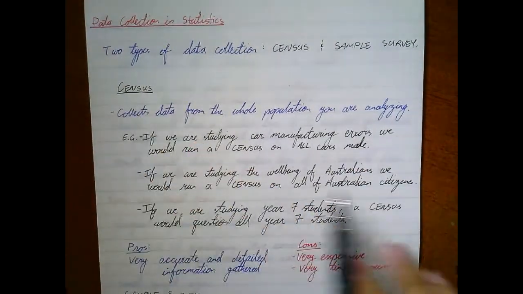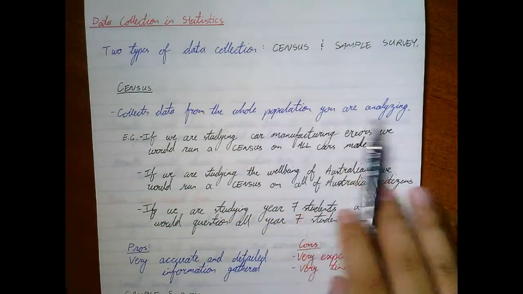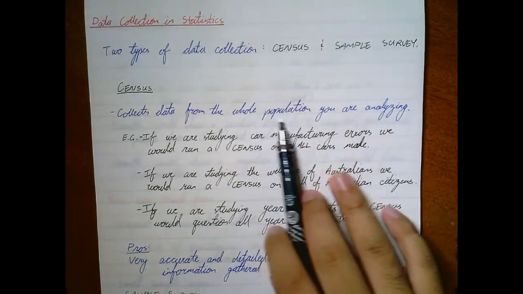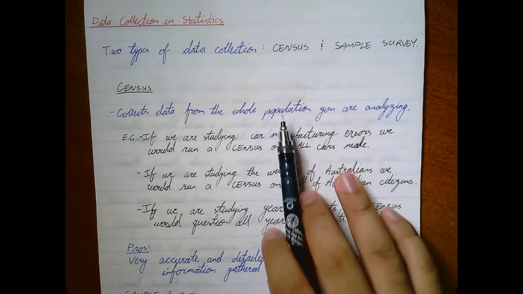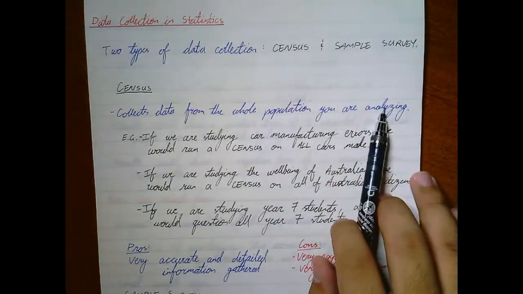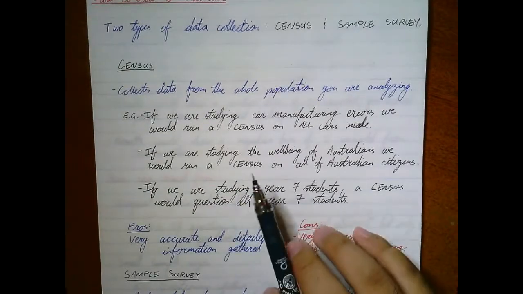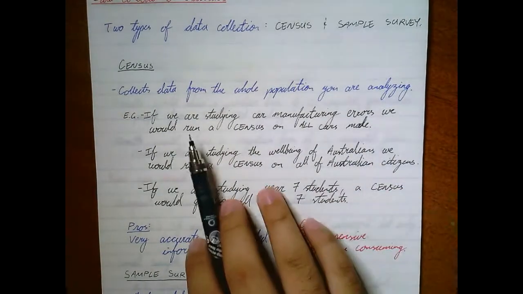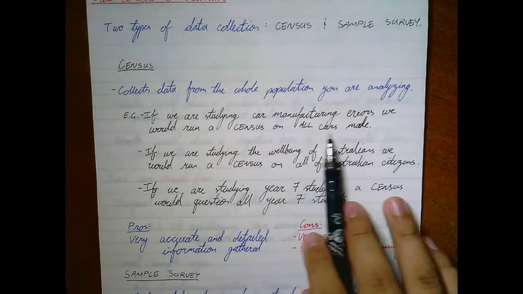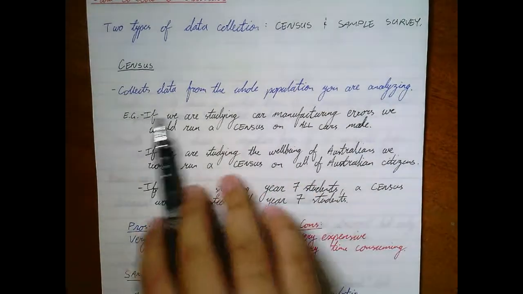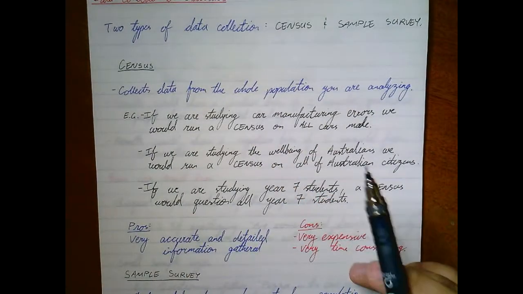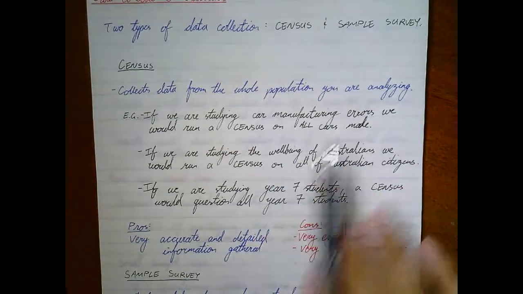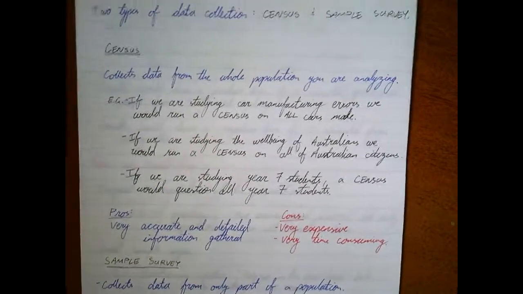A census collects data from the whole population you are analyzing. So not to get confused with population, because what the population is changes depending on what you are analyzing. So for example, if we are studying car manufacturing errors, we would run a census on all cars made. So in this first example, the population is not everyone in Australia. The population is all the cars made, because we are studying car manufacturing errors.